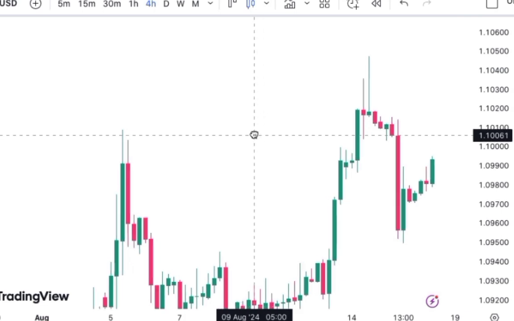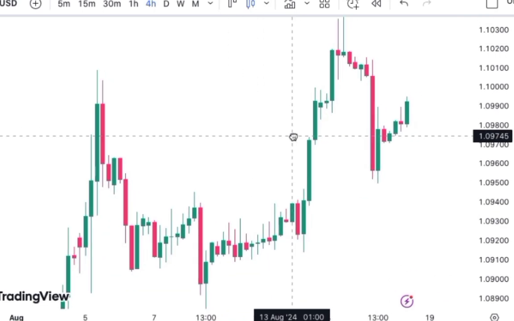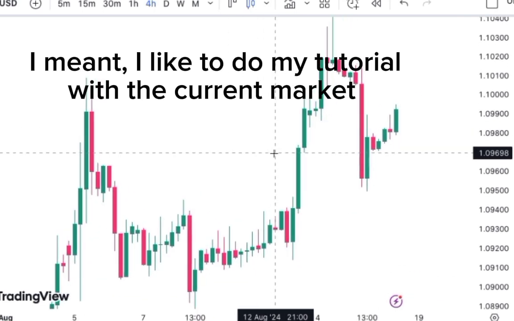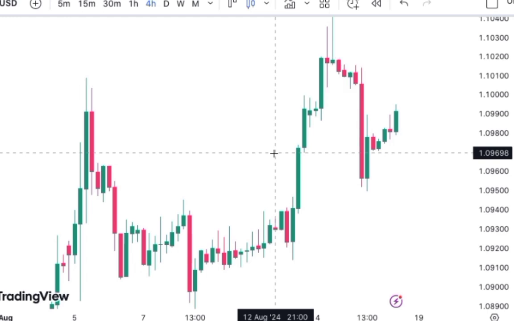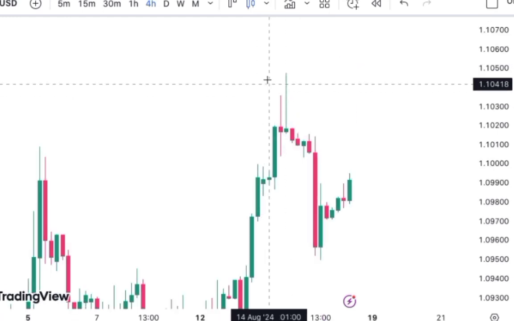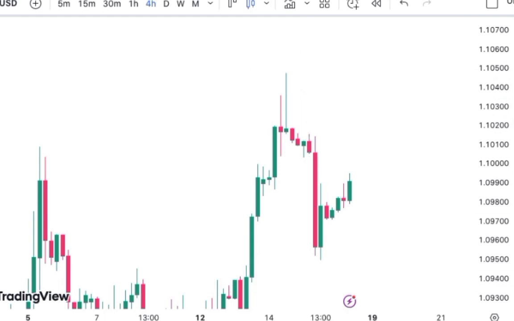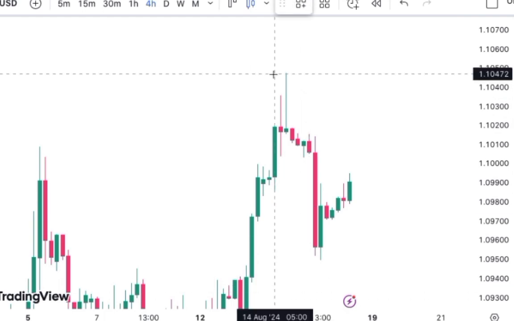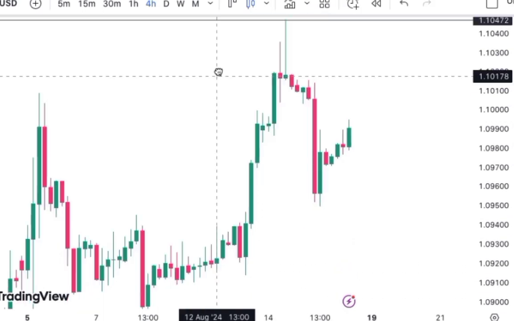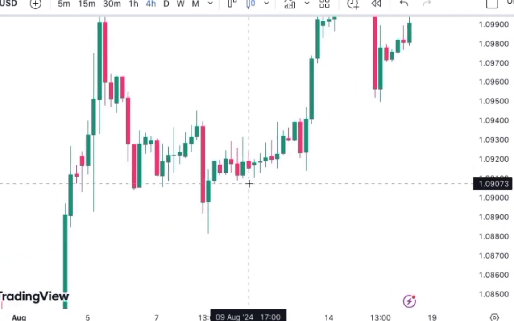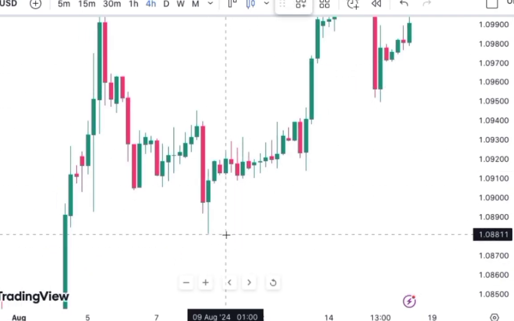So this is Euro USD for us. This is a current market. I like to do my analysis with the current market because this market is very dynamic. It changes every now and then. This is our current resistance. So I like to put my line on top of the wick. This is my resistance. Then I'll look for the lowest range and put my line.